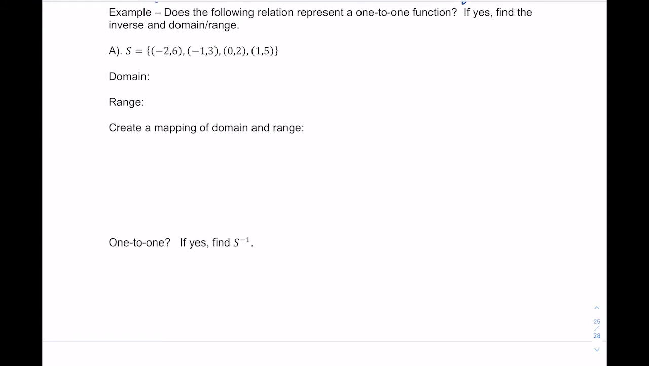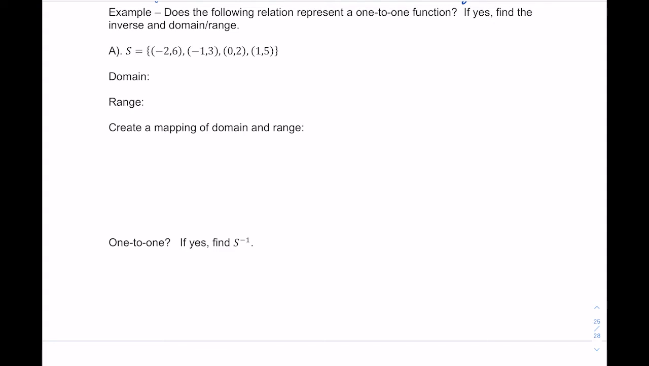In this first example here, we want to know, does the relation represent a one-to-one function? Okay, and if yes, we want to find the inverse and the domain and range. So how do I know whether it's one-to-one? Well, one x goes to one y. If I look at all my x's, they're all different: -2, -1, 0, and 1. And they all go to different y's.